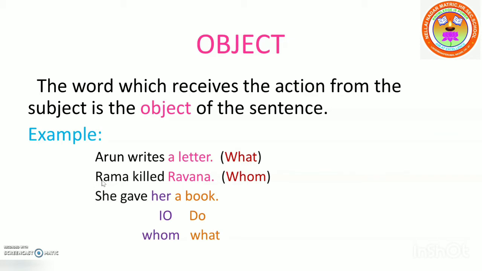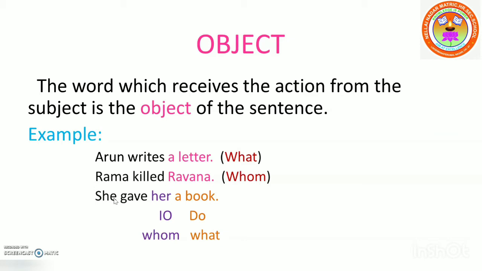Look at the next example. Rama killed Ravana. If we raise a question, whom did Rama kill? The answer is Ravana. Hence, Ravana is the object of this sentence.